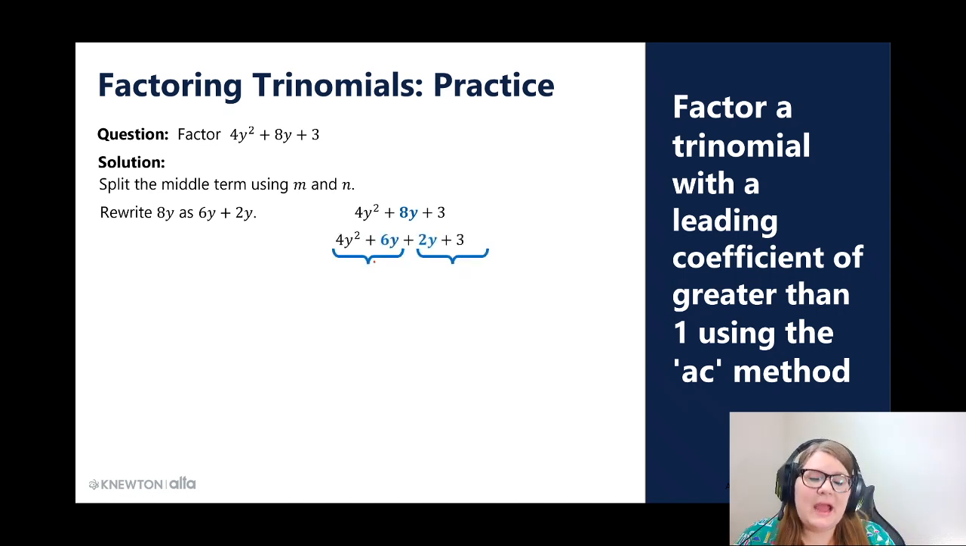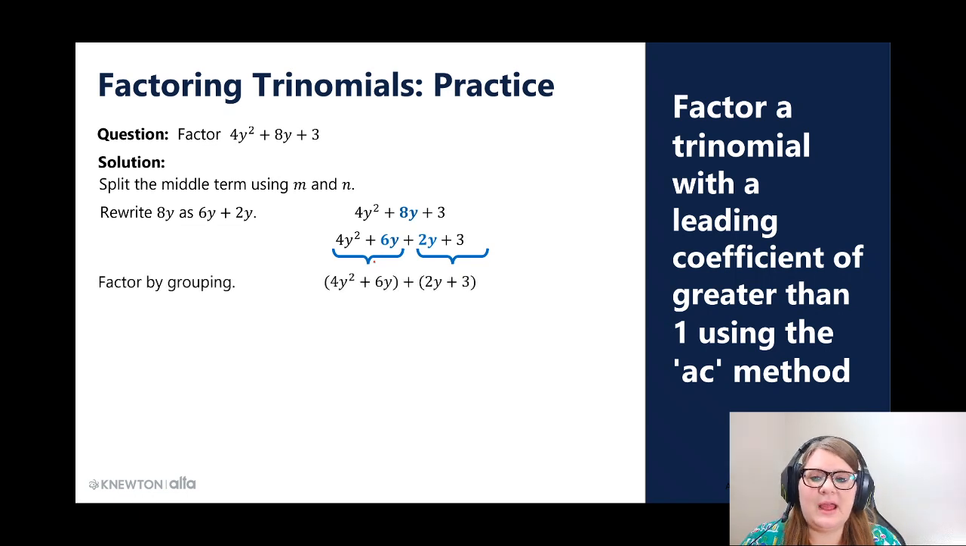Okay. Now that I have it split up that way, I have 4 terms and I can factor by grouping. So I'm going to take a look at my first pair. What's the GCF for 4y squared and 6y? Well, they both could have a 2y pulled out. Similarly, if we look at 2y plus 3, you'll notice that they don't seem to share a GCF, and this is what I was talking about a little bit earlier. Because they don't seem to share one, the GCF is 1.